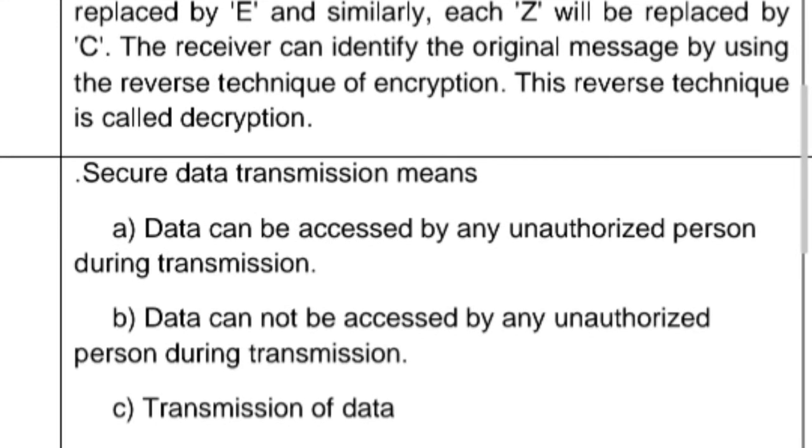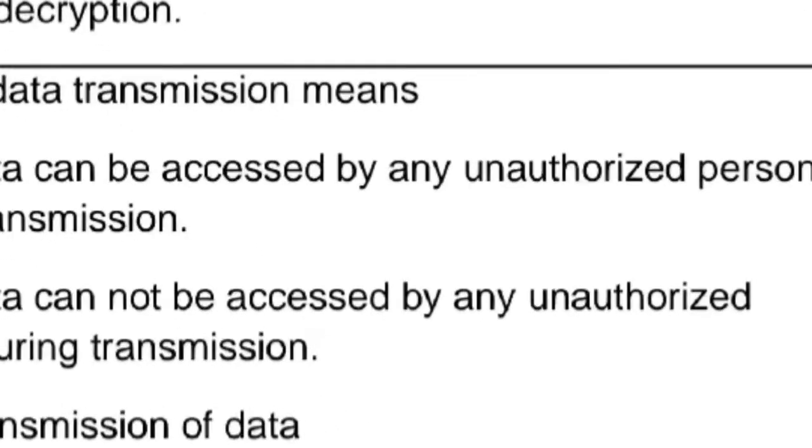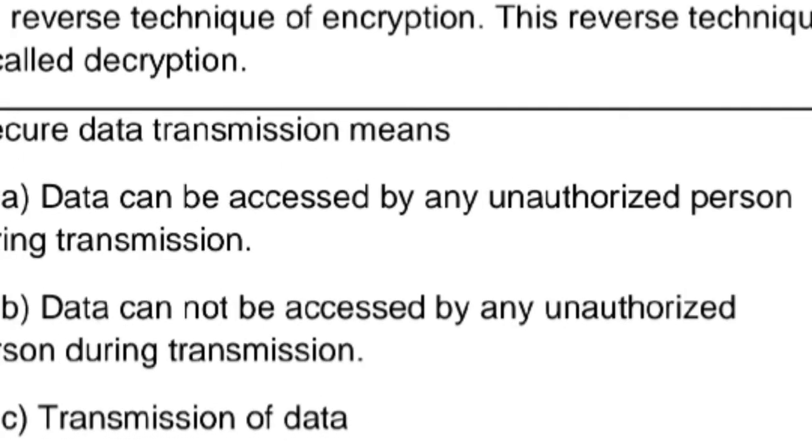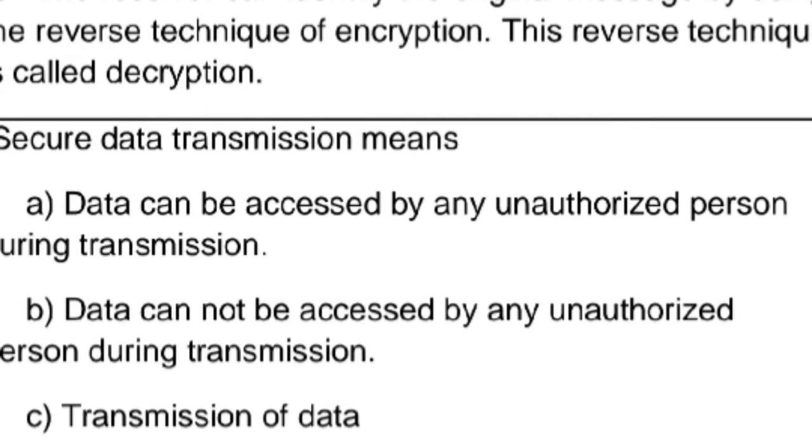Now, question number 1, secure data transmission means data can be accessed by any unauthorized person during transmission, or data cannot be accessed by any unauthorized person during transmission. Here secure means safe data transmission. So, option 2 would be correct, that is data cannot be accessed by any unauthorized person during transmission.